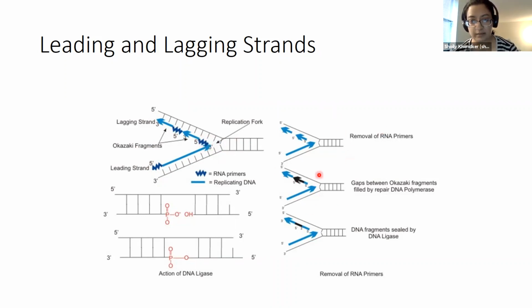Then these RNA primers are removed, and you have a continuous strand at the leading strand, but you have short Okazaki fragments at the lagging strand. These gaps are then filled by DNA polymerase, and then these segments are sealed or annealed together by DNA ligase.